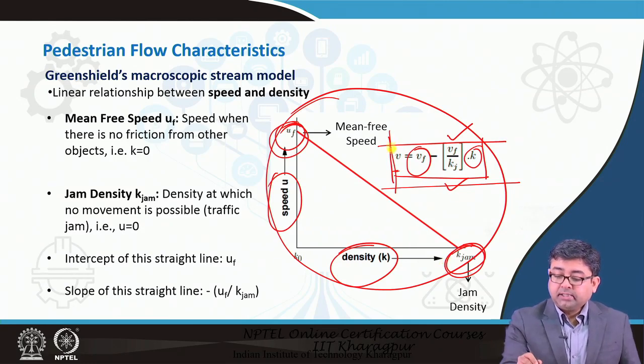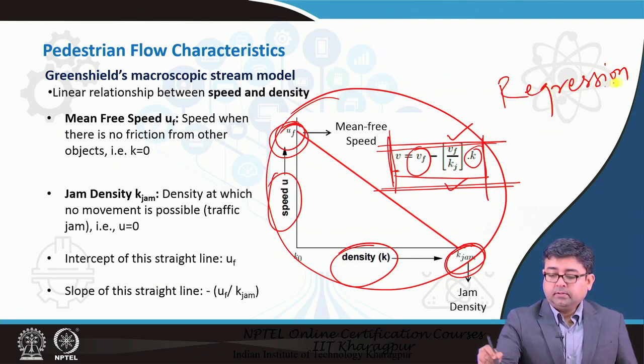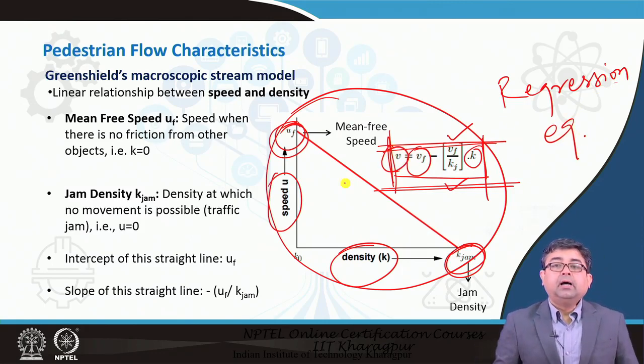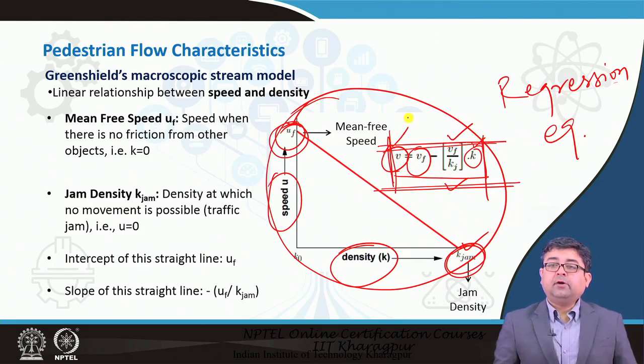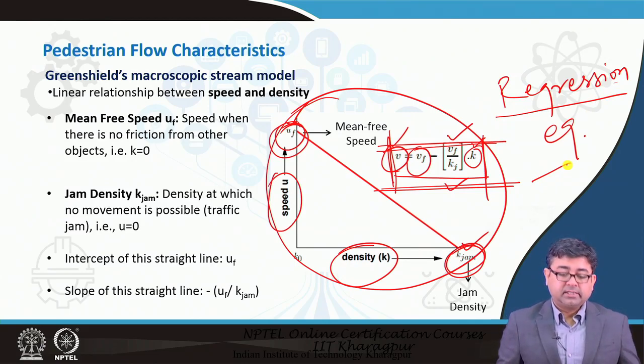Now, what this equation usually is what we call a regression equation, right. These are equations which estimate the value of the speed of the pedestrian. Once you know the relationship, once you know what your free flow speed is, what your jam density is and what your given density is, you can estimate the speed of the pedestrians walking. So, the technique used to estimate this is called the regression technique.